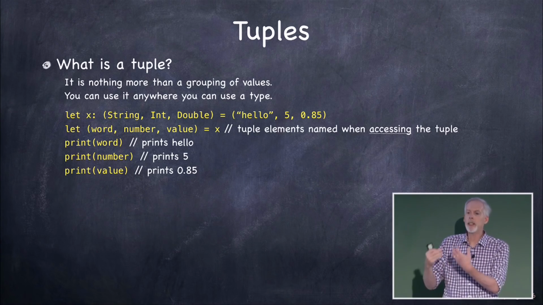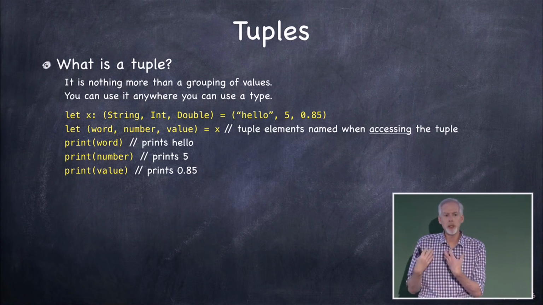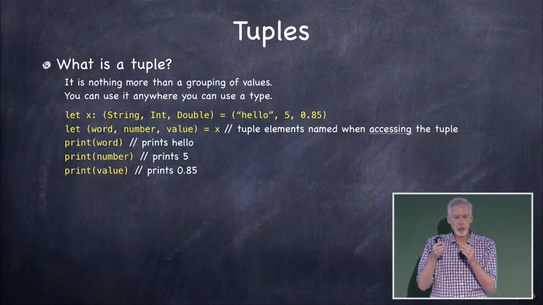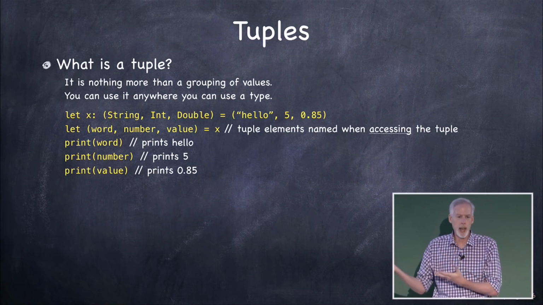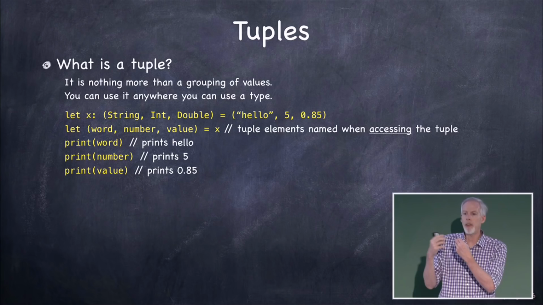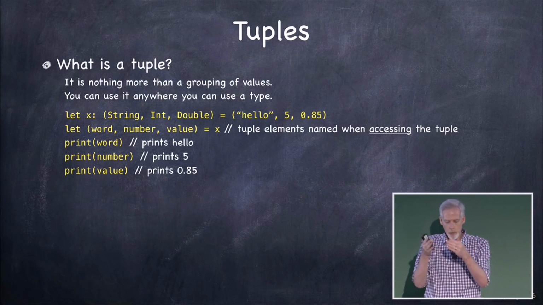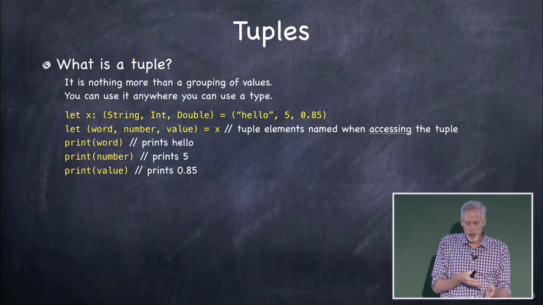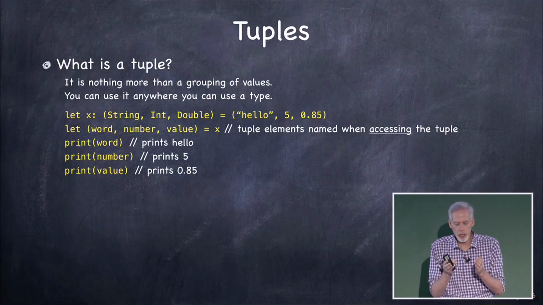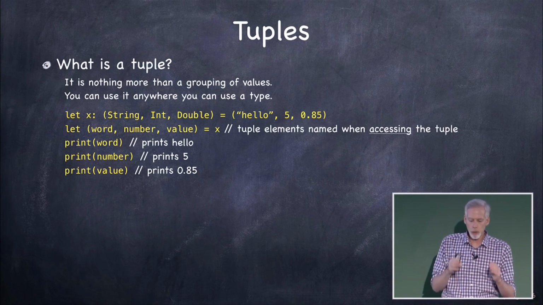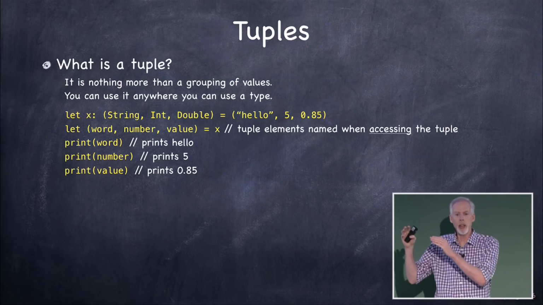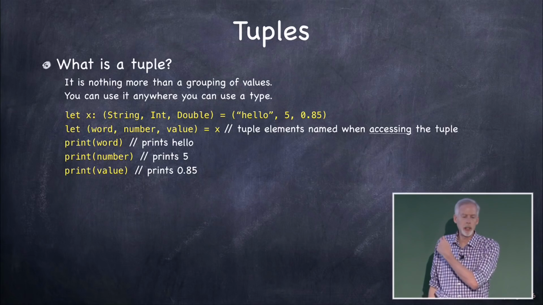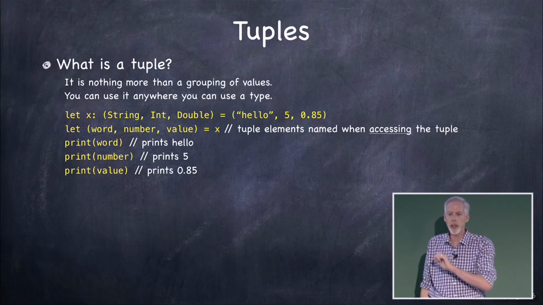Now, how do I get those values out of the tuple? Well, there's two ways to do it. One is to say let, and then three identifiers, these are basically three local variable names, equals x. That's going to extract the three values and assign them to word, number, and value, which are going to be local variables in this context. Now if you tried to say let (word, number) = x, the compiler will complain because (word, number) can't match a String, Int, Double tuple. So this particular syntax is just putting names on the things in the tuple so you can use them.